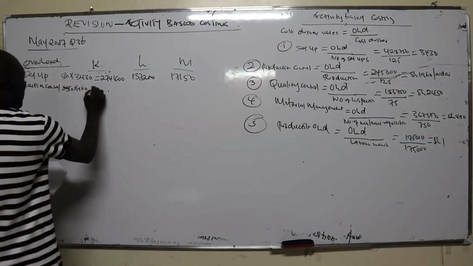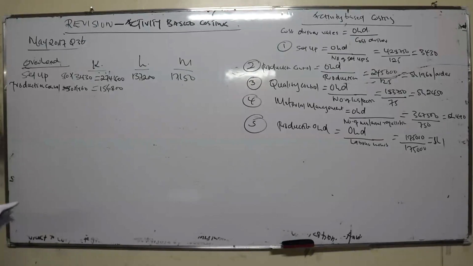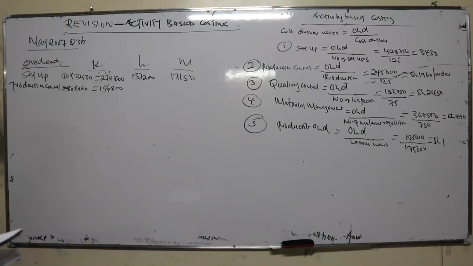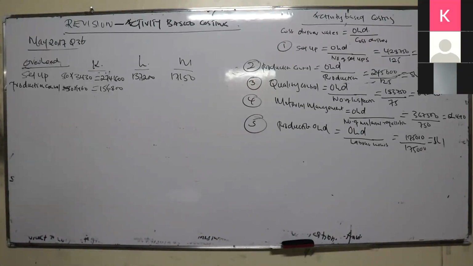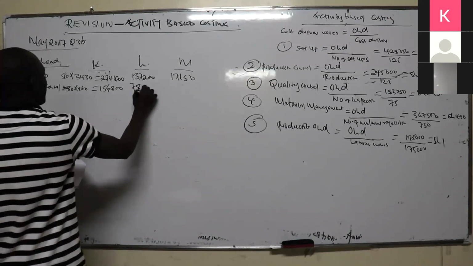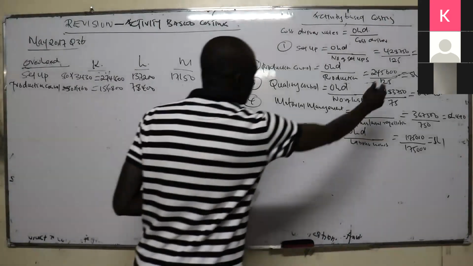So this one will be 156,800. And then we go to the next one, which is 40 times 1960. That one will give you 78,400 here. So we have multiplied 40 times 1960.